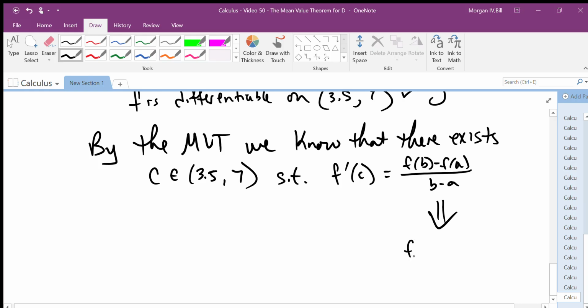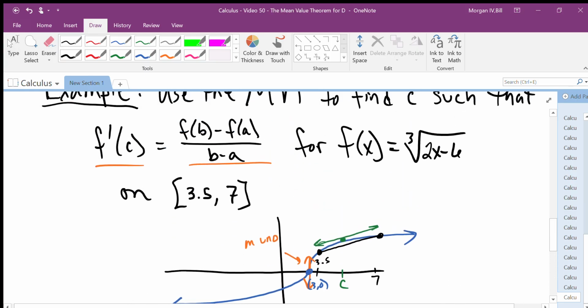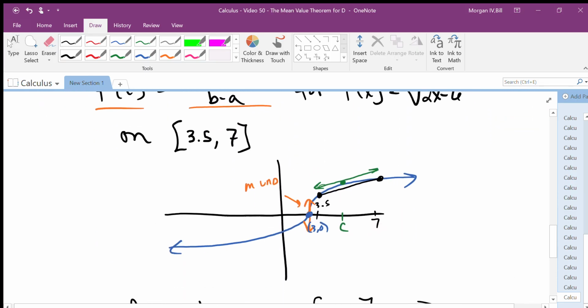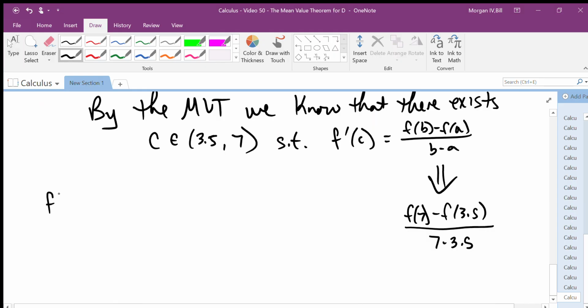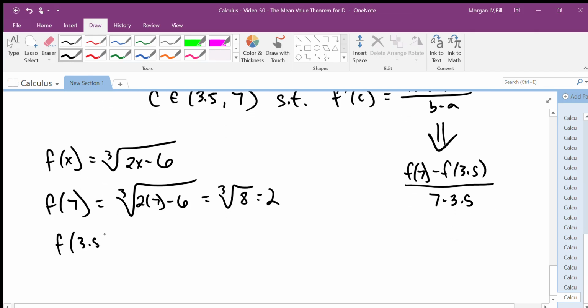That is f of 7 minus f of 3.5, those are the endpoints, divided by 7 minus 3.5. That's the average slope. Our function, which I've forgotten by now, is the cubed root of 2x minus 6. What is f of 7? That's the cubed root of 2 times 7 minus 6. That's 14 minus 6, the cubed root of 8. That's 2.